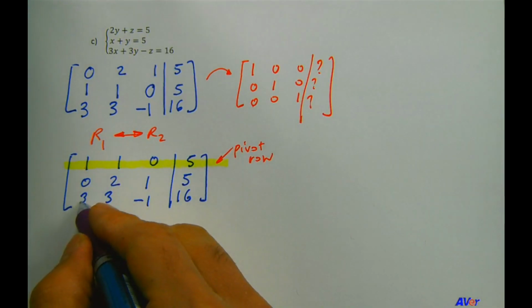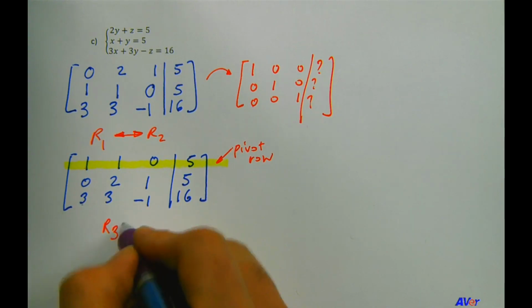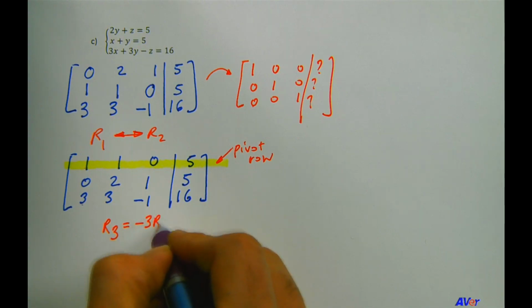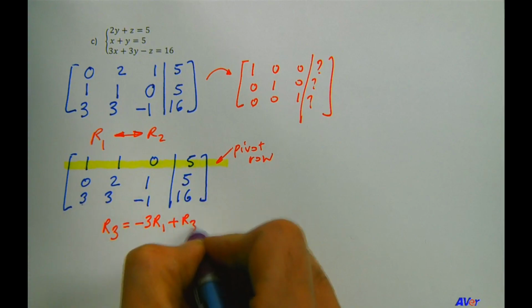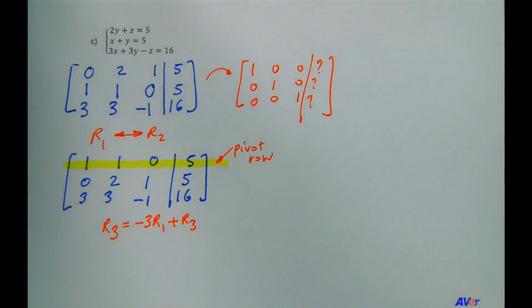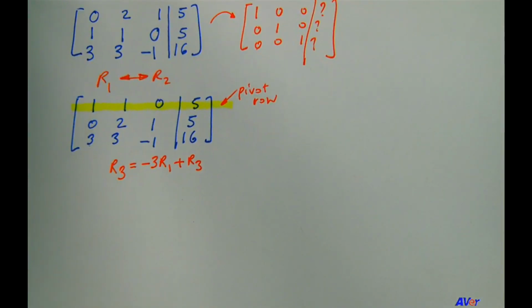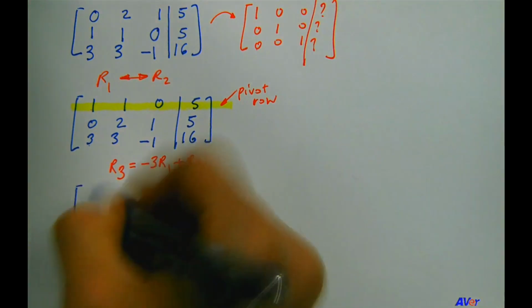So the 3 that we're changing to 0 is in row 3, right? So we're changing row 3. Row 3 is equal to minus 3 times row 1 plus row 3. Okay? I hope you agree with that row operation. Now would be a good time to pause the video and write down the next matrix for this. Okay, I'm assuming you've done that, and now you're back.